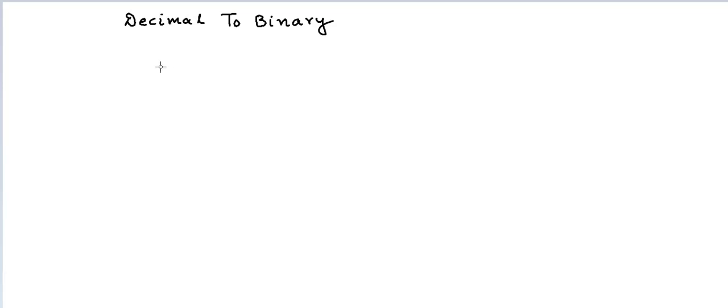In this lesson, we will see how to convert a number from decimal number system to binary number system. Now, converting a number from decimal to binary is essentially finding all the digits of the number in its binary representation. Let us first see how to find the digits of a number in its decimal representation, and then we will come back to binary.